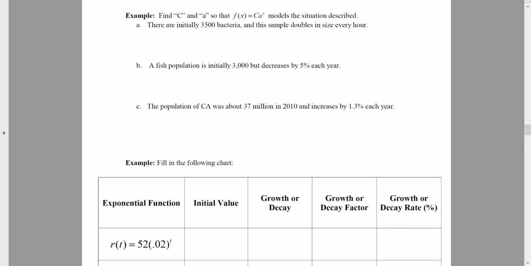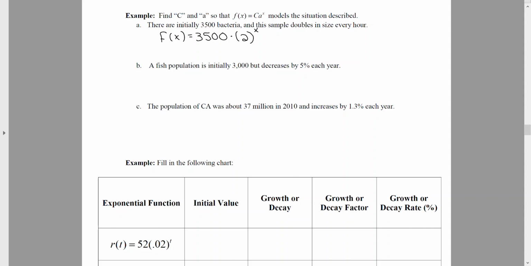There are initially 3,500 bacteria, so I know what C is, and I can go ahead and plug that in. Times, and now I need to find A. This sample doubles in size every hour. So double implies our growth factor of 2, and then our variable to the x power.